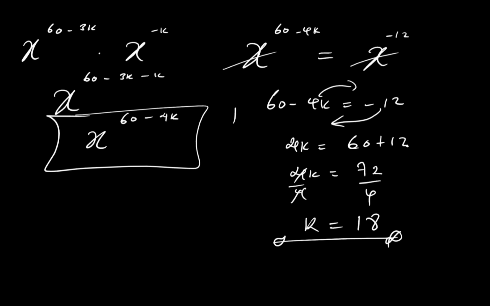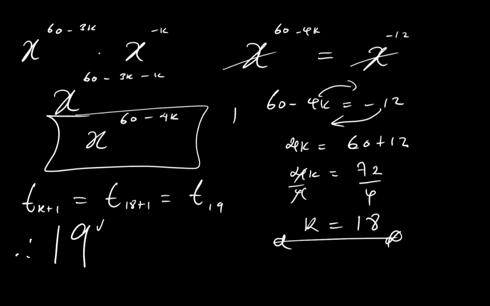Now be mindful, since we have been asked to say which term we want in question, we look for the term using t sub k plus 1, of which we now know that k is equal to 18. So we say t sub 18 plus 1, which means the term is the 19th term, because 18 plus 1 is 19. Therefore, it's the 19th term. So this concludes the end of this concept.